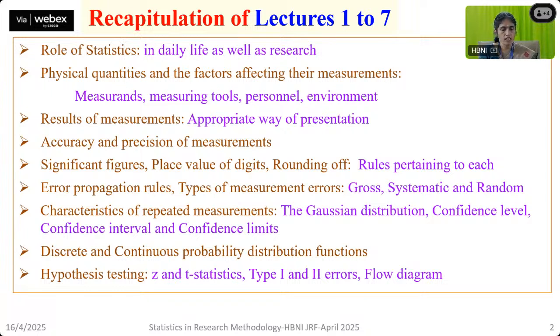For completion of the discussion, we had seen the difference between the discrete and continuous probability distribution functions and various formulae for that one, and got practice on each one of these. In the last class, we had learned about the hypothesis testing via the Z and T statistics, the context where one has to apply which particular statistics.